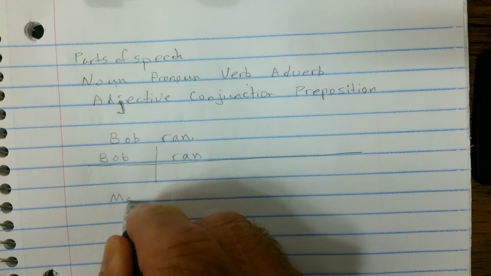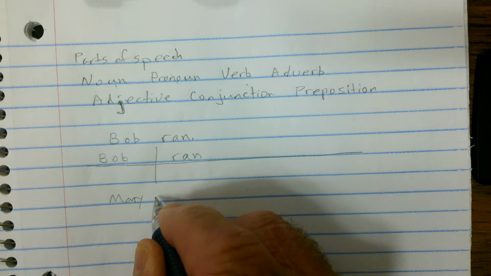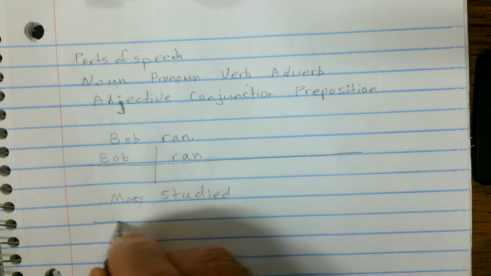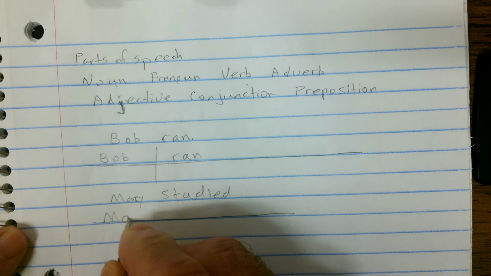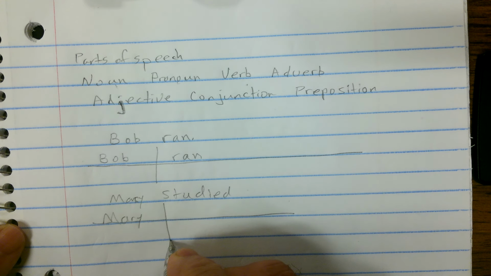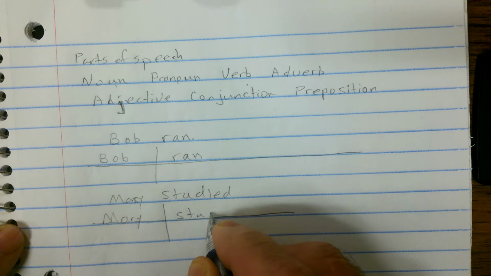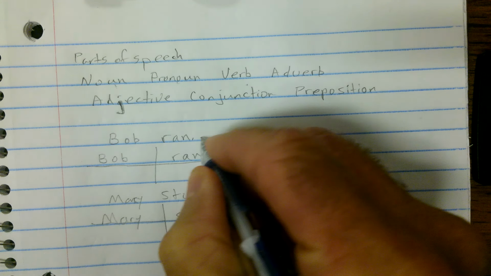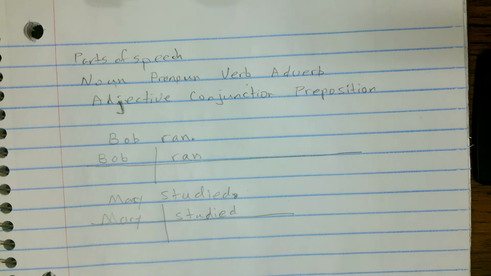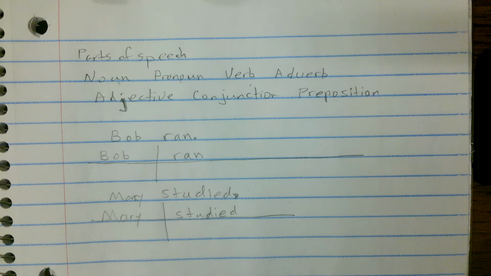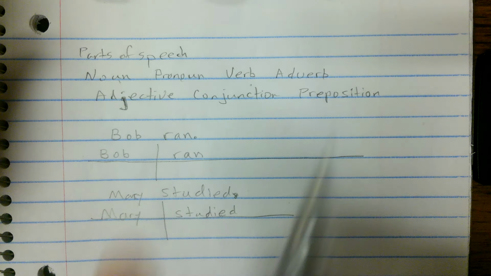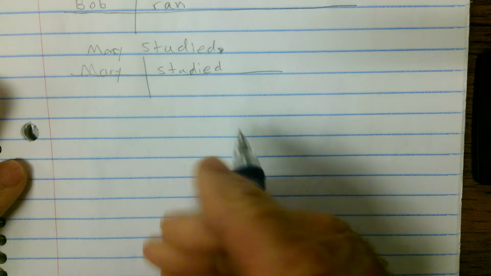So if we had Mary studied, we draw a line. We write Mary on one side, a vertical line, and then studied. These are as simple a sentence as you're going to get. You're not going to get any simpler. Subject, predicate. That's it. That's the whole show right there. Now we're going to add something to it. We are going to add a modifier.